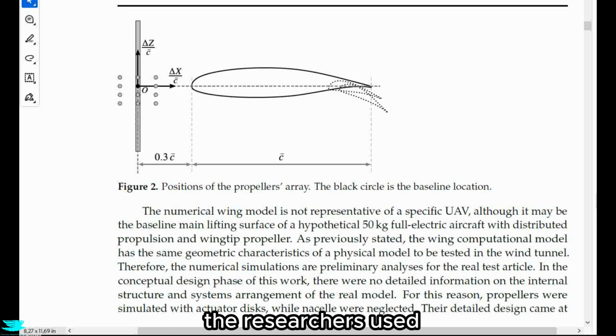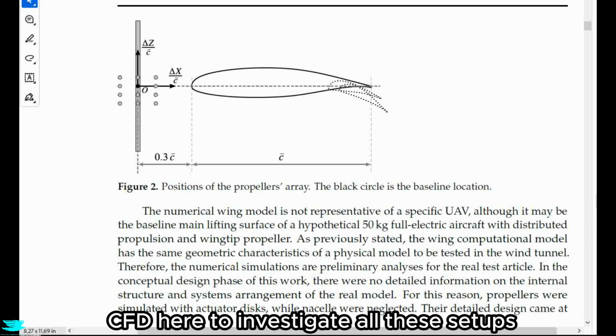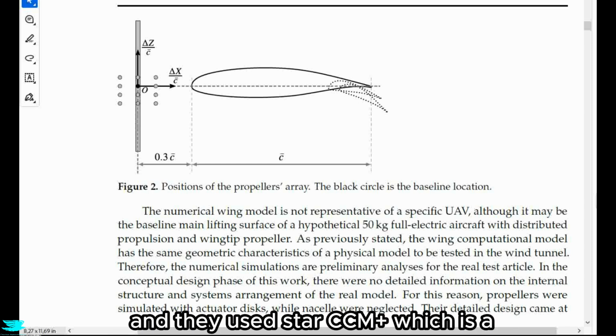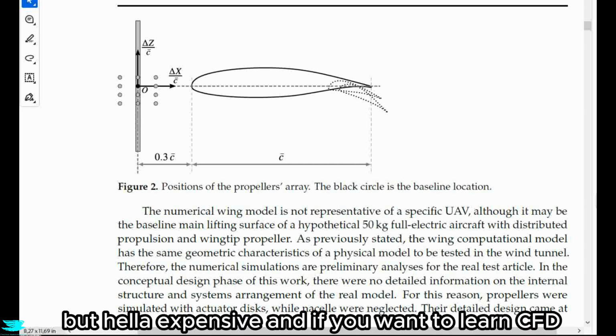So the researchers used CFD here to investigate all these setups, and they used Star CCM Plus, which is a great piece of software, but hella expensive.